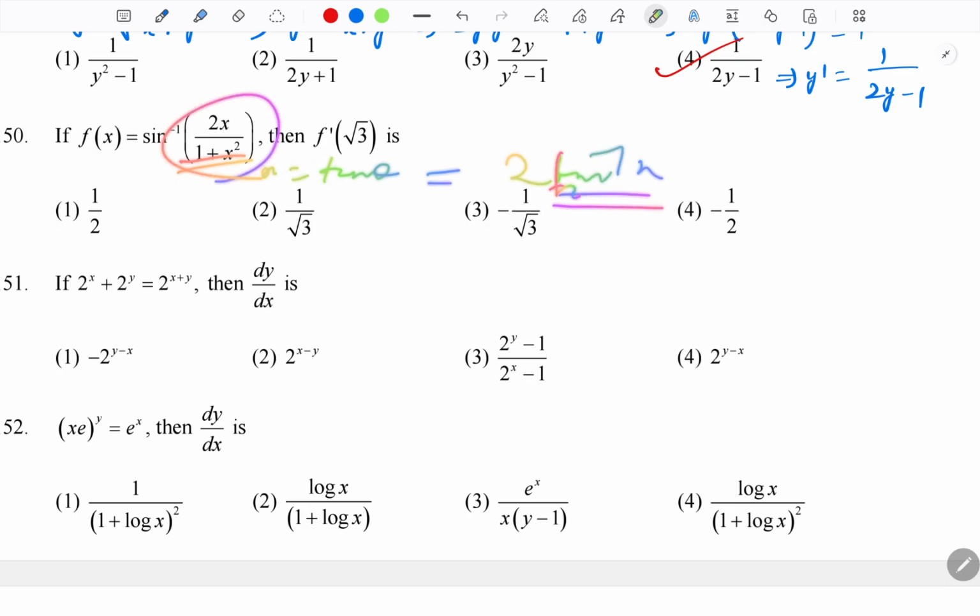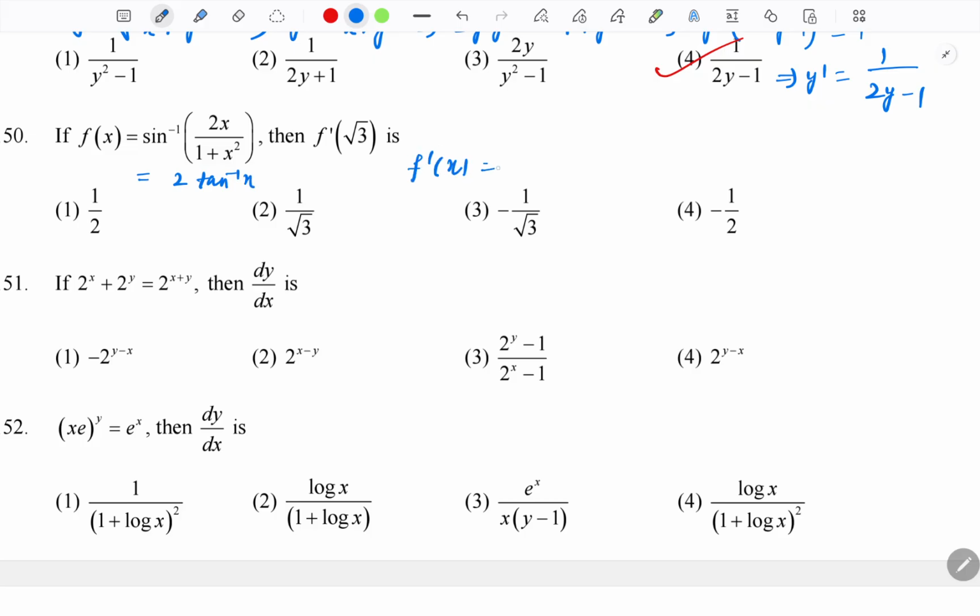What is the best strategy? What is the simplest form? 2 tan inverse x. This answer is equal to 2 tan inverse x. So f dash of x equals 2 times the derivative of tan inverse x, which is 1 by 1 plus x square. It means 2 by 1 plus x square. At root 3 they are asking, right? So x goes to root 3, then root 3 whole square is 3. Now f dash of root 3 is equal to 2 by 1 plus 3, so 2 by 4, which equals 1 by 2. So option 1 is correct.